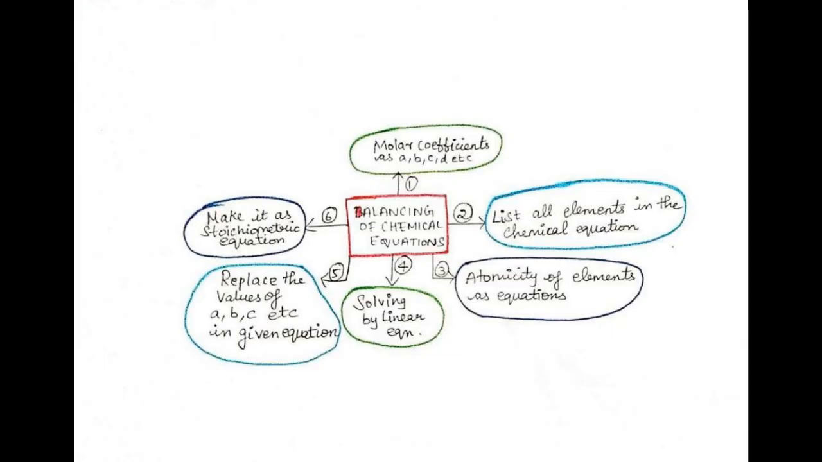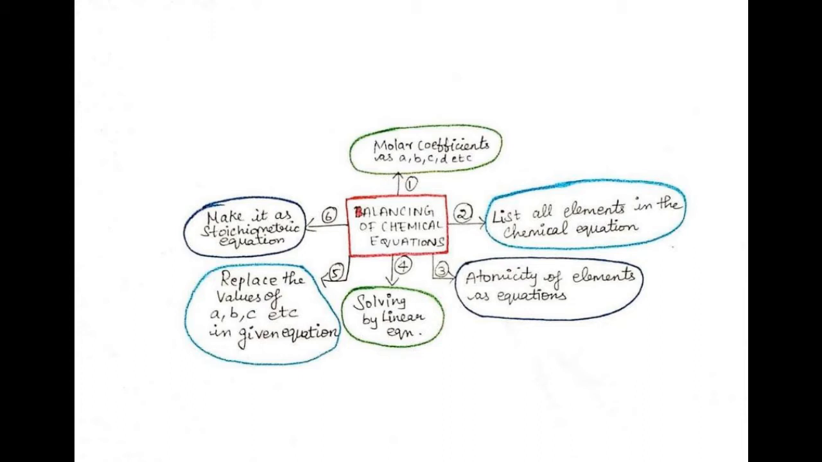So hi friends, we are going to see the different steps in balancing of chemical reactions using the algebraic method. First one is molar coefficients. So we are going to write the molar coefficients as A, B, C, D, etc. Second, list all elements in the chemical equation. Third one is atomicity of elements as equations. Fourth one, solving by linear equation.